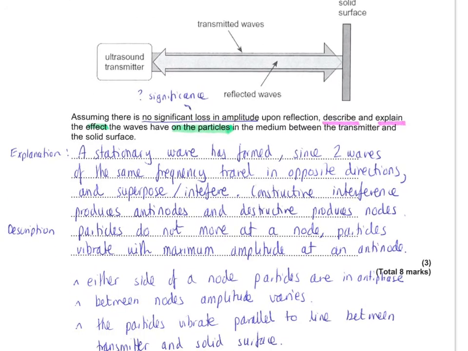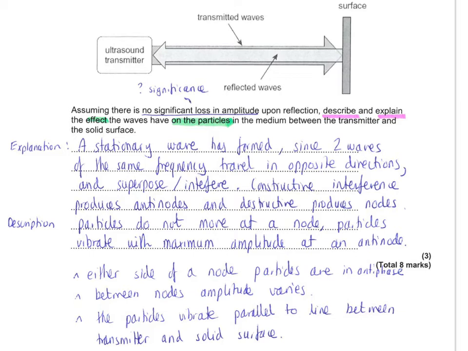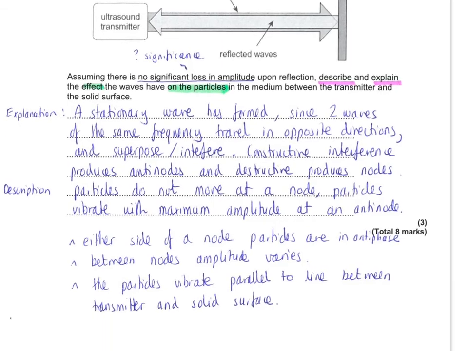On this occasion it looks like it was easier to go with the explanation before the description of what the particles are doing. So the explanation is that we've formed a stationary wave because we've got 2 waves of the same frequency travelling in opposite directions superposing. Constructive interference producing antinodes and destructive producing nodes. So in terms of the description, we're not just after a description of a stationary wave, but remember the effect the waves have on the particles. So we're after describing the motion of the particles in that stationary wave.